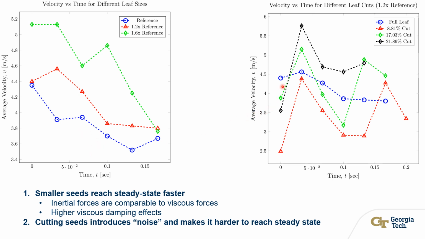For the cut seeds, so we have the blue seed is our reference seed that's uncut, and we see that for the cut seeds, the pattern is slightly different. We have the maximum at the same point for all the cut seeds, which is interesting to notice, that they have the same behavior and that it occurs at the same time as the reference seed. But what we also notice is that while the reference seed goes to a steady state, the cut seeds have more noise in the data and do not reach a steady state as reliably or as quickly as the reference seed.